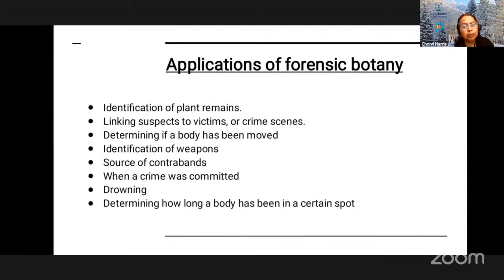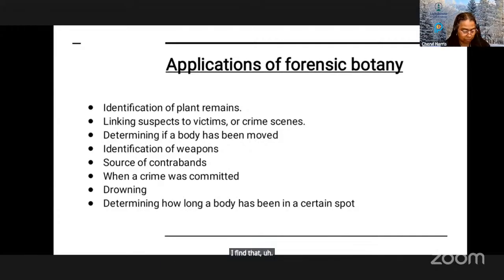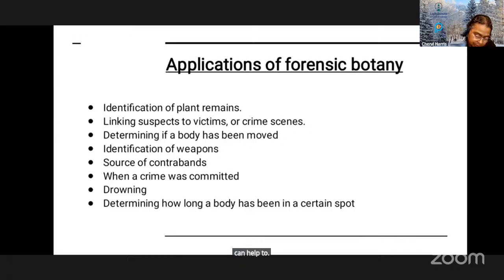Let's look at applications of forensic botany. Forensic botany has many applications, and these are some of them. One, we have identification of plant remains. We find that plant materials can be recovered from a crime scene, and their identification can help to link the scene maybe to a suspect, to a victim, or even to another scene. And this identification is done via plant DNA analysis.